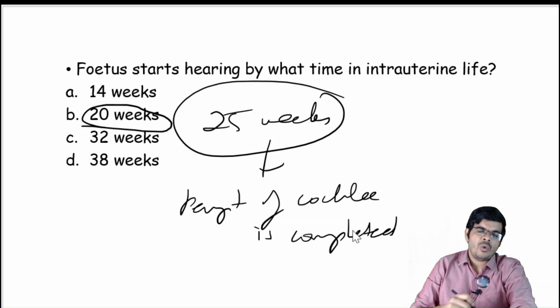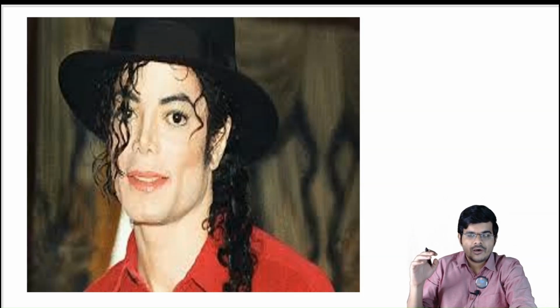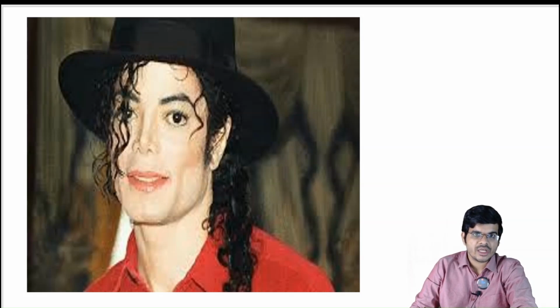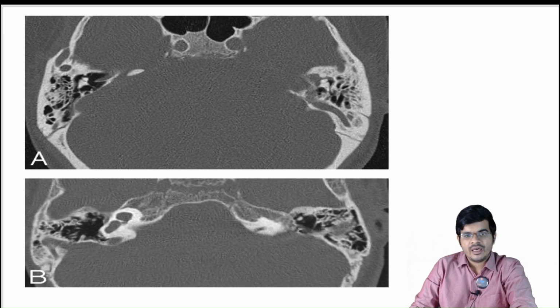Now what happens when the development does not occur properly? First of all, there is one anomaly. Who is this? None other than Michael Jackson, right? Why did I keep his picture? Because Michel's aplasia is an anomaly where the whole labyrinth does not develop. It is called complete labyrinthine aplasia, or Michel's aplasia.